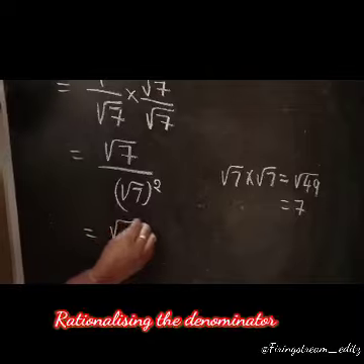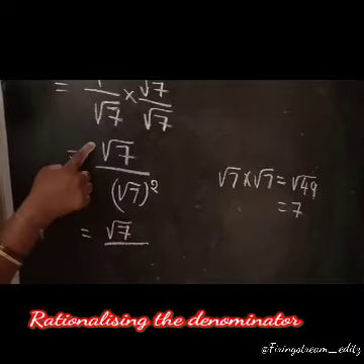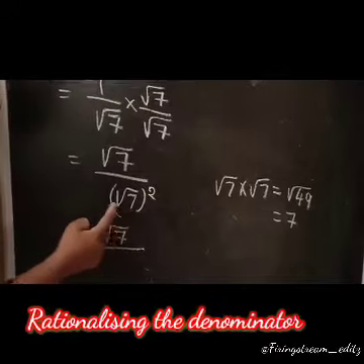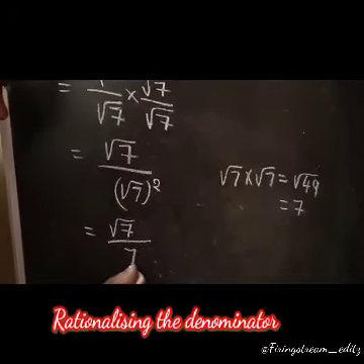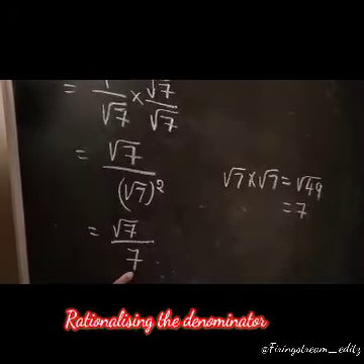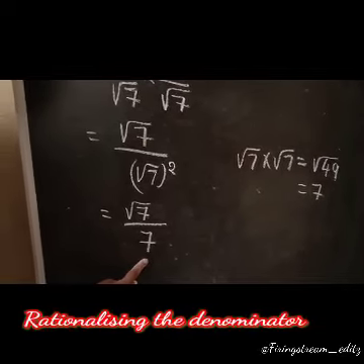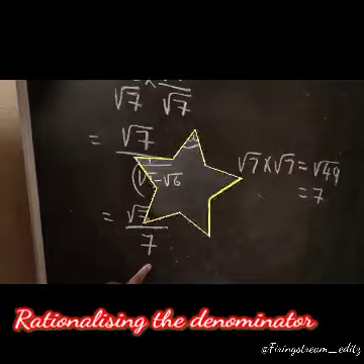In the numerator we have square root of 7, and in the denominator, square root of 7 the whole square is only 7. 7 is not an irrational number. It is a rational number, or whole number, or natural number.